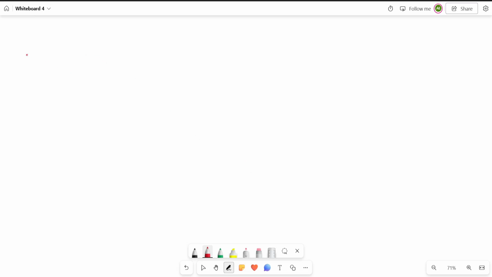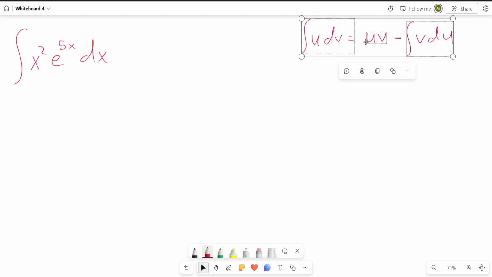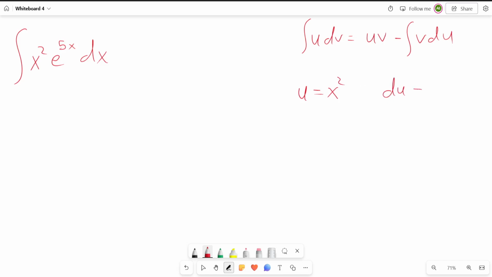Okay, let's take another question. Let's say we have integration of x squared e to the power of 5x dx. Okay? Again, if you want a reminder, the formula for integration by parts, we need to choose a u, we need to choose a v. U here, try and guess what I'm gonna choose, and if you guess correctly, then good job. X squared, and then du is going to be 2x dx. I'm gonna have my dv as e to the power of 5x dx.